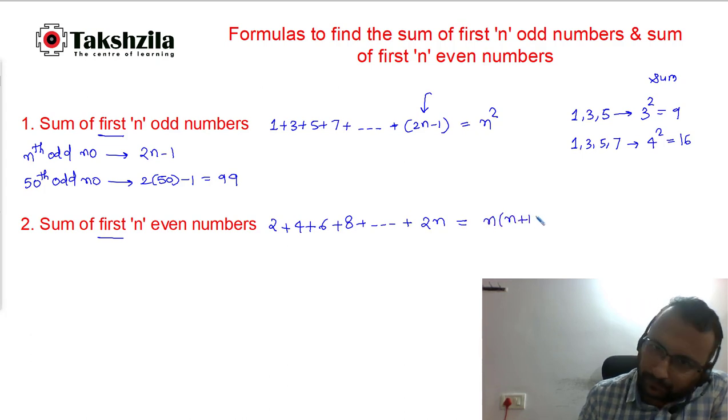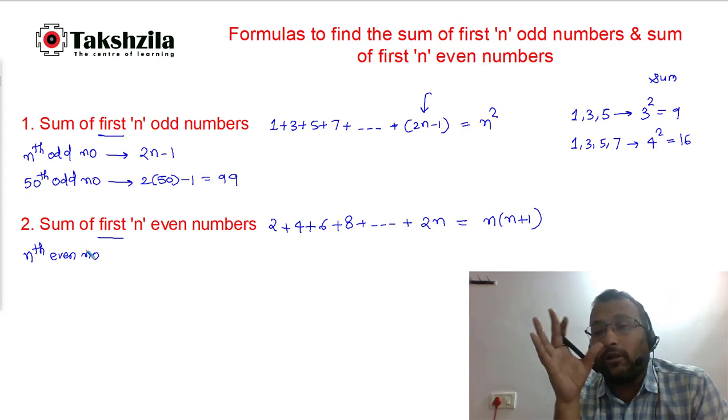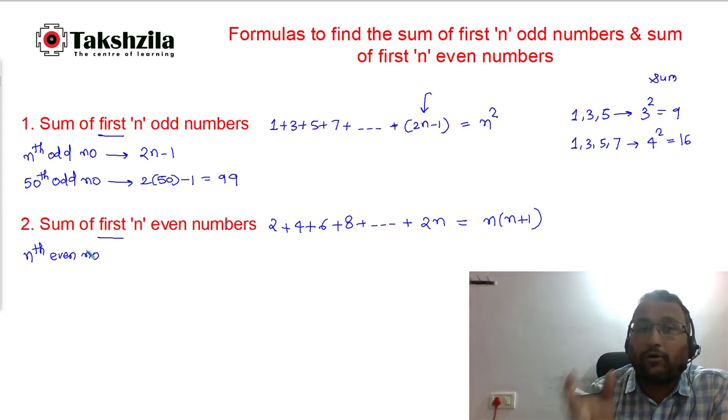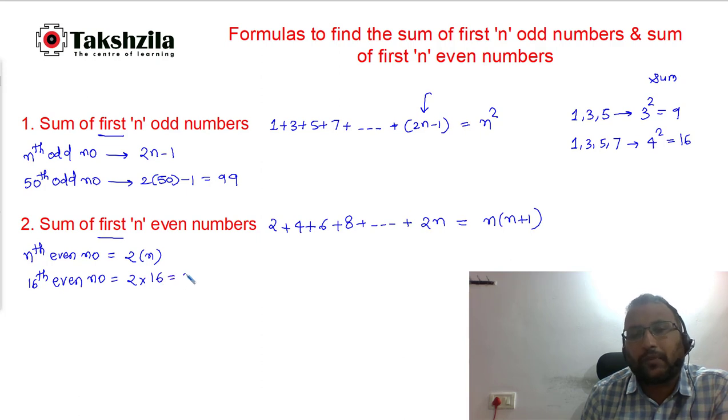That's it. So over here, if you want to find nth even number among all the positive numbers, among the natural numbers, you can say the formula is 2 times n. For example, if I want to find 16th even number, the answer is going to be 2 into 16, that is equal to 32.